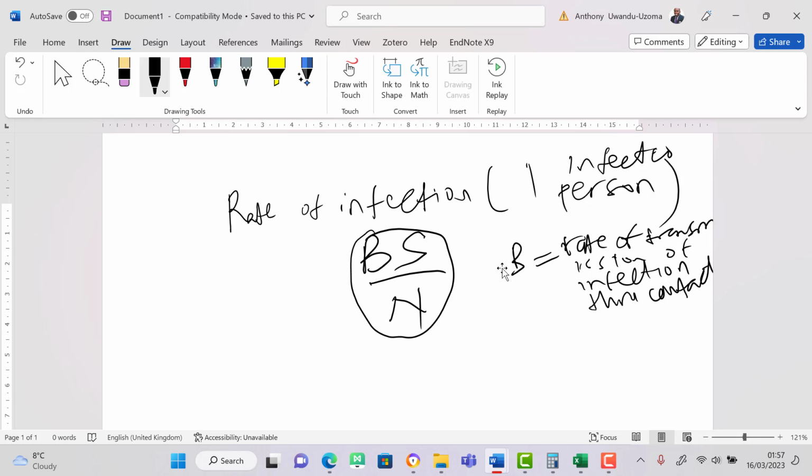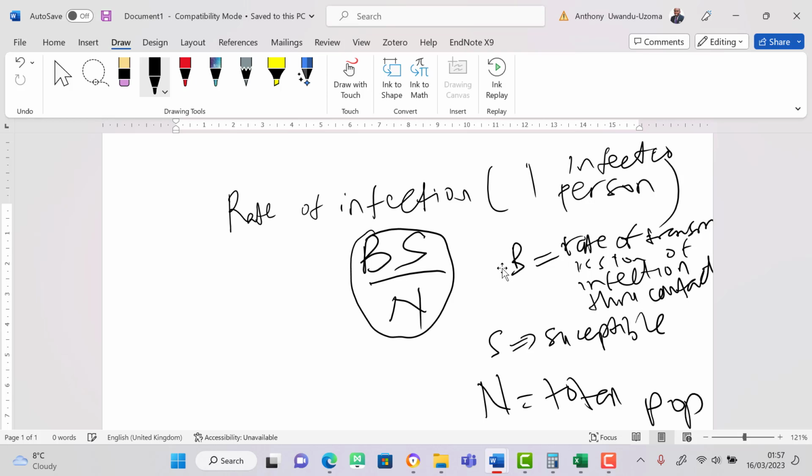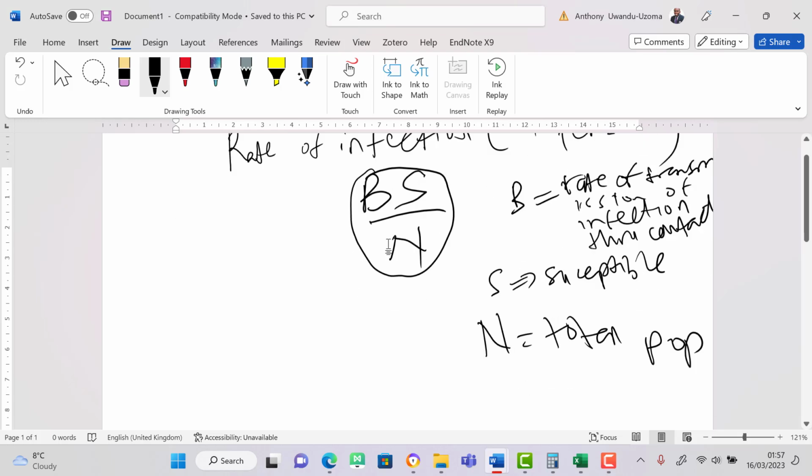Now, our S is the number of people that are susceptible to the disease. And then our N is what? The total population. That is our N. So for one person, this is the formula. I want you to memorize these formulas, because you will build on them. So for one person, this is the formula: B S over N.